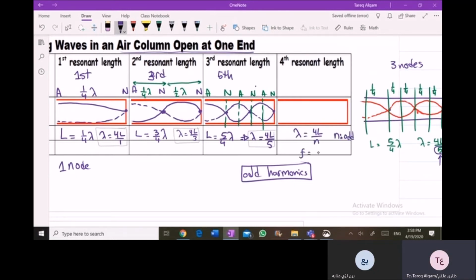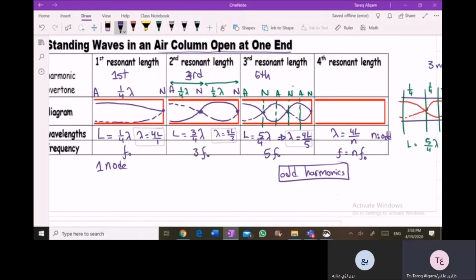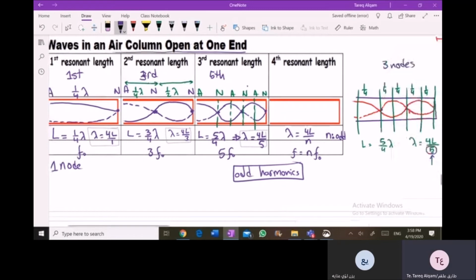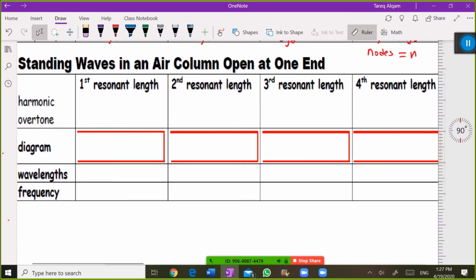So here lambda equals 4L over n, and n must be odd. The frequency is also n f note, with n odd. This is f note, this is 3 f note, this is 5 f note, and so on. Here we will not have any even harmonics; all of them will be odd. Clear? Now look at the standing wave in air, open at one end.